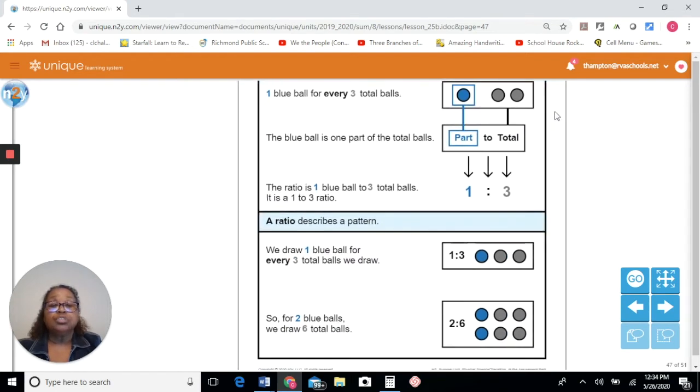A ratio describes a pattern. We draw 1 blue ball for every 3 total balls we draw. So if we draw 3 balls, we have to color one of them blue. So for 2 blue balls, we draw 6 balls total. For every 3 balls, there should be 1 blue. So if there are 2 blue balls, there will be 6 balls total.